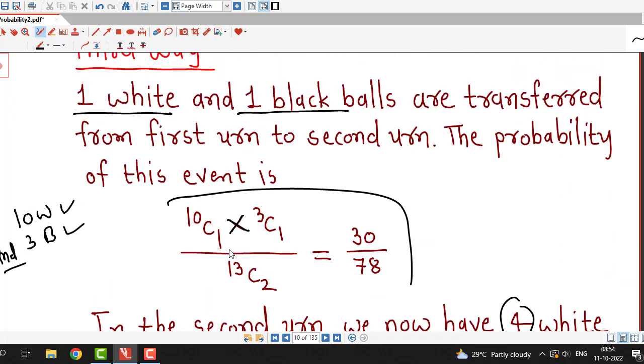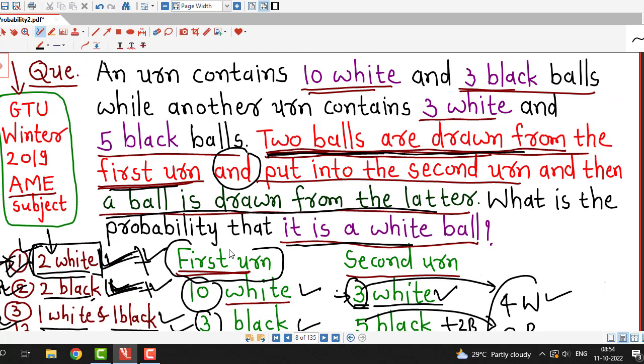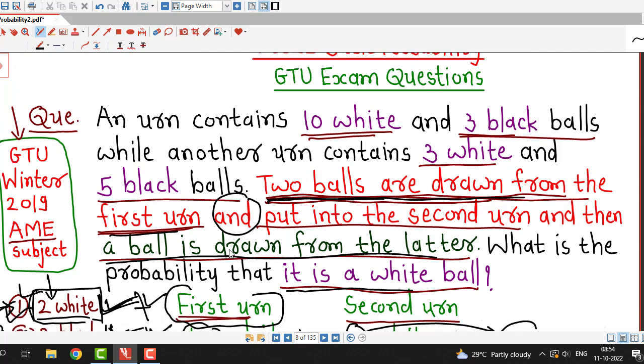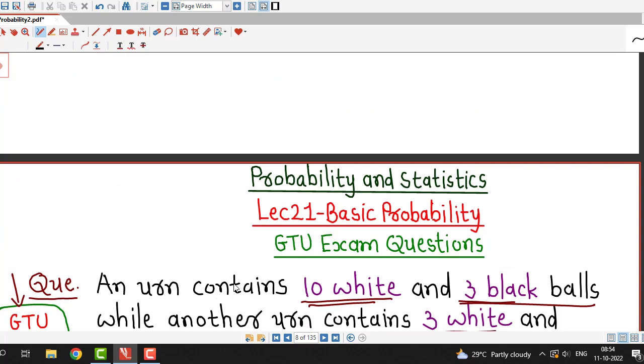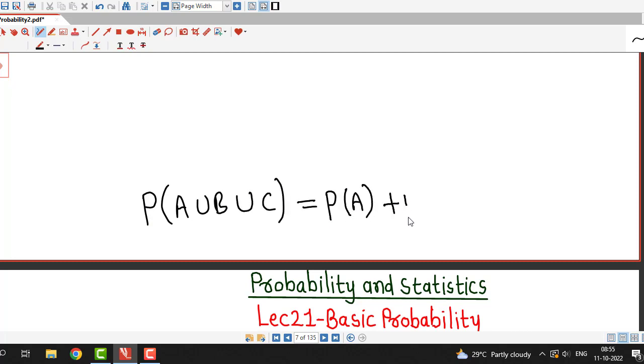So this is a very nice problem. It was asked in the GTU winter 2019 exam, and here you can see we are using this result. Suppose I have three mutually exclusive events A, B and C, then the probability of A or B or C is equal to probability of A plus probability of B plus probability of C, and we are also using the product rule for counting.